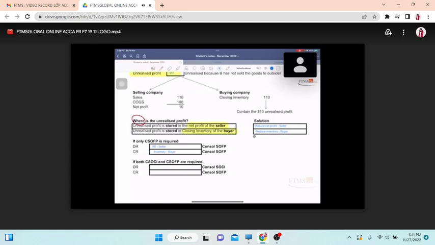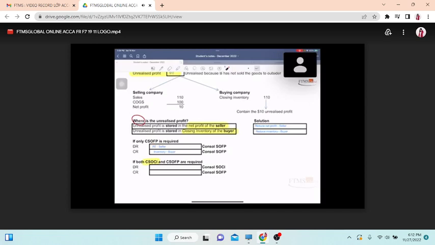But the problem is the question asks you to do a P&L. Everybody knows retained earnings is a balance sheet item. Retained earnings will not appear in your P&L. So how are you going to reflect the reduction of net profit? Because I do not have retained earnings in my P&L, I cannot debit retained earnings, as it will not be reflected in my P&L.